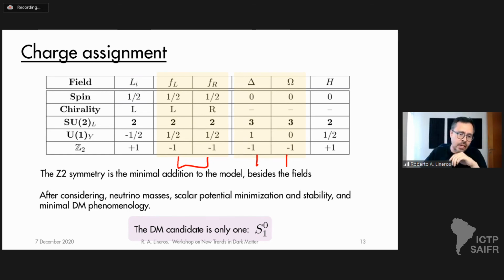But when you deal with the construction of neutrino masses, the minimization of the scalar potential, stability and basic dark matter phenomenology, you conclude that the only feasible candidate that works in this model is the CP-even scalar. The CP-odd scalar is always heavier than this one, so it cannot be the dark matter candidate. And the Dirac fermion couples too strongly via the Z channel and is ruled out by direct detection, basically.